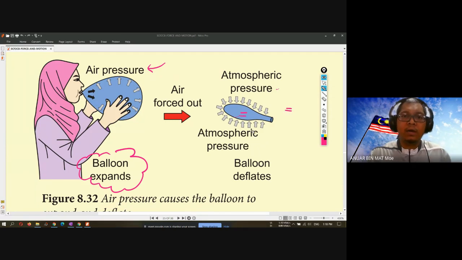Same thing with our breathing, if you still remember. When we breathe in and breathe out, there is a difference in air pressure. Okay, when we breathe in, which air pressure is higher, outside or inside? Breathe in and breathe out.